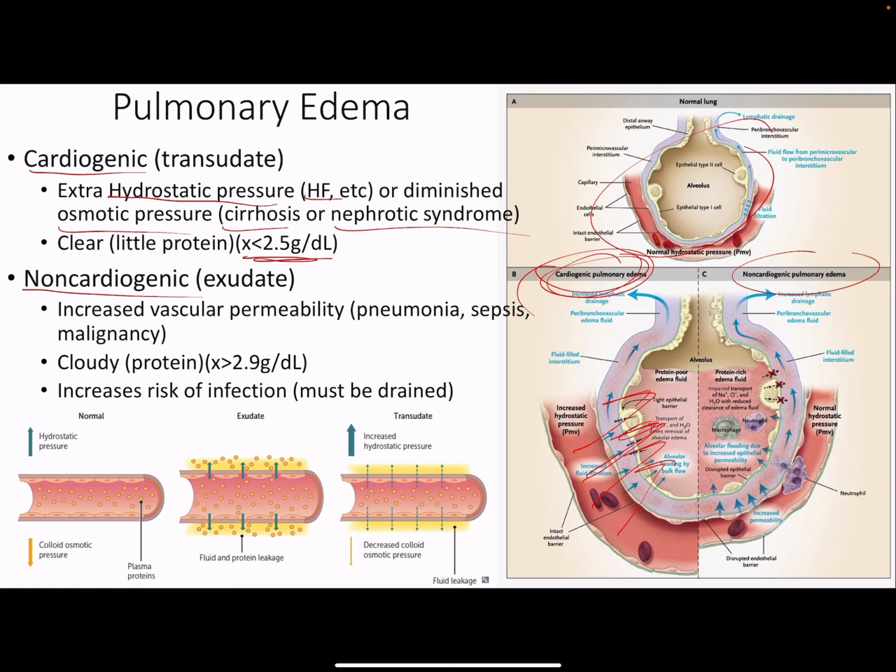Now, we've talked about non-cardiogenic, things like pneumonia, ARDS, sepsis, and malignancy cause this. This is really very much just like your septic shock a little bit, right? So exudate is going to come out. So this is just increased capillary permeability. Proteins are going to get through. Fluid, of course, is going to get through. Leukocytes are going to get through, and the increased protein concentration is going to be somewhat diagnostic, greater than 2.9. It's going to be particularly cloudy, and because there's all of these proteins here, this runs the risk of infection. So if you have an exudate effusion, it's got to be drained.